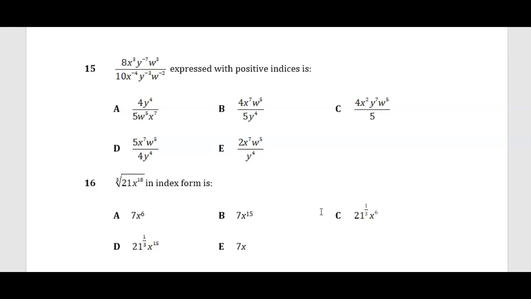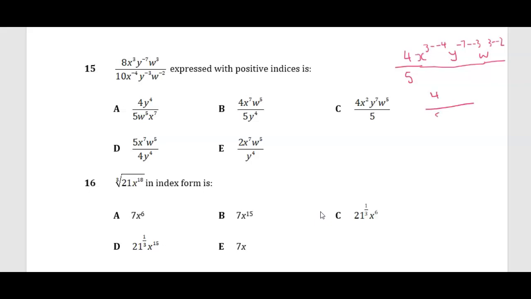Lots of questions. Okay, so this one here, again, just working your way. I might need a bigger line. All right, 8/10 becomes 4/5. Just do your x's first. So x to the power of 3 minus -4, y to the power of -7 minus -3. Am I going to fit the w in? W to the power of 3 minus -2. So I might just double check that I've done that all correctly. So they're all, okay, good.